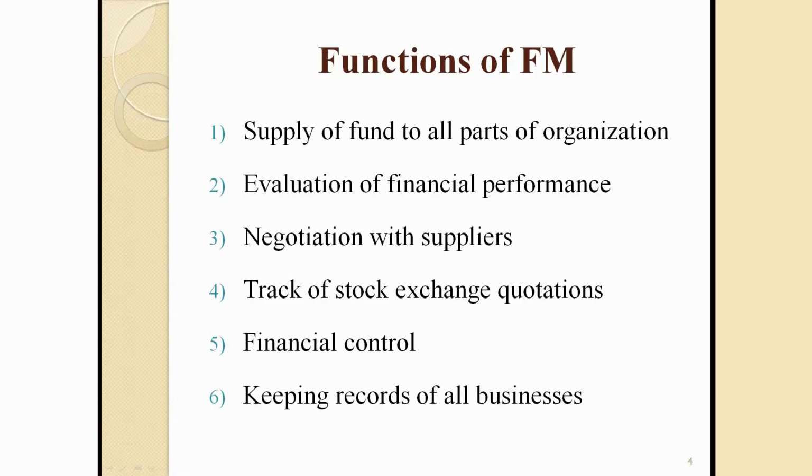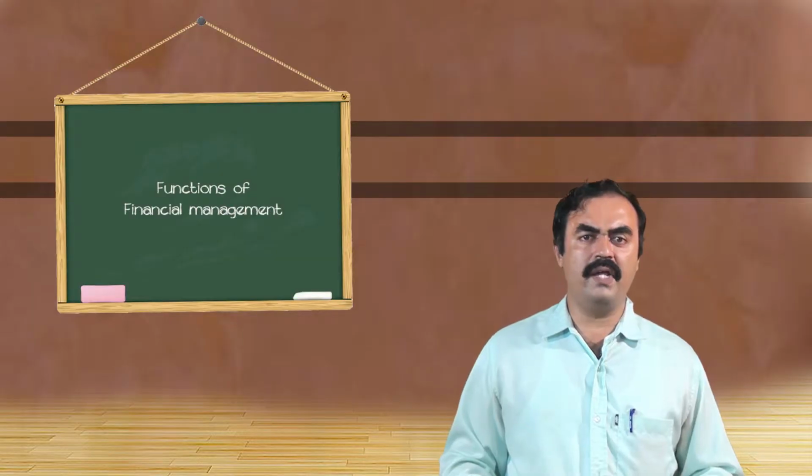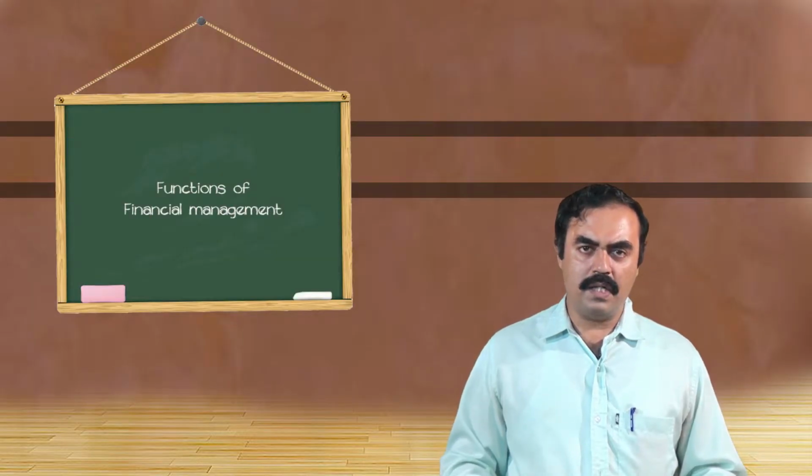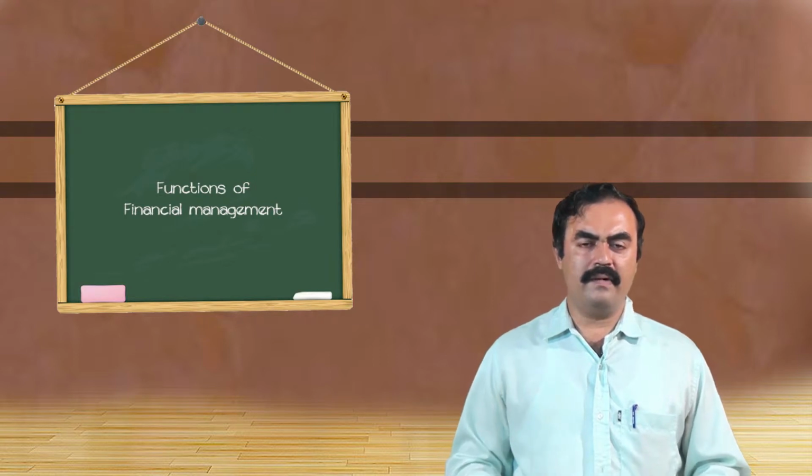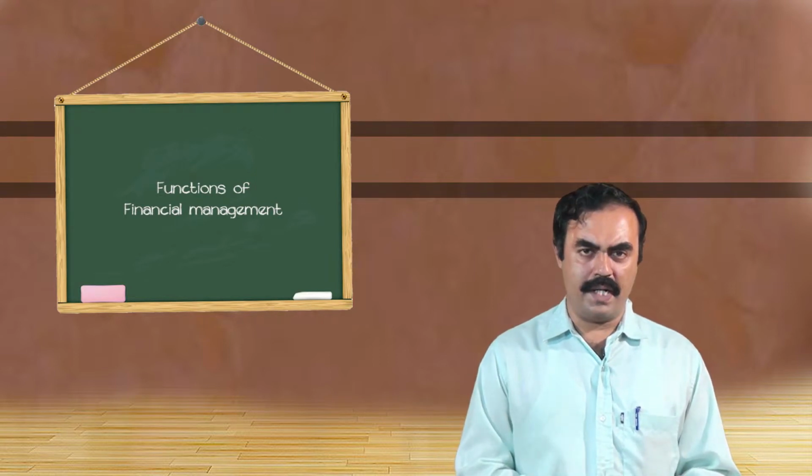The first one is supplying the funds to all parts of the organization. Supplying the funds means whatever amount of fund is required has to be supplied to every area of the organization. All parts of the organization means maybe the marketing department, R&D department, sales department, production department, and also the human resource department. Whatever is required has to be budgeted, and the budgeted funds again have to be given to the organization.